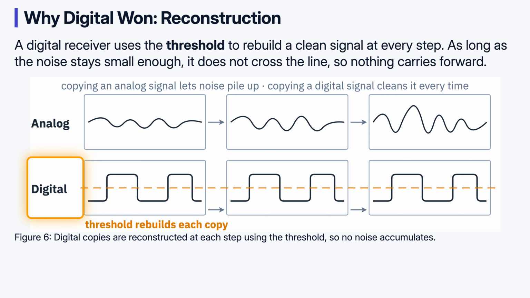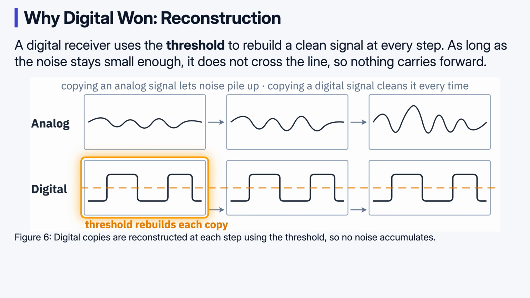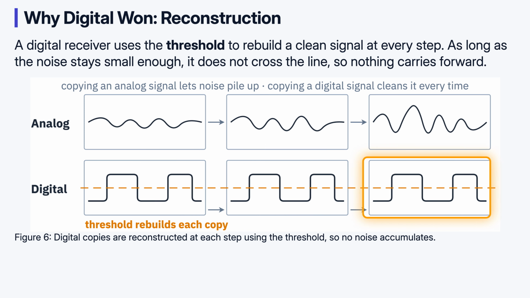Now look at the bottom row, the digital copies. A digital receiver does something an analog one cannot. At each step it asks one yes or no question. Is this value above the threshold or below it? As long as the noise stays small enough, it does not push a value across the line, so the first copy is rebuilt as a perfectly clean 0 or 1. The second copy is clean too, no noise carries forward. And the third copy is identical to the original. You can copy a digital file 1,000,000 times, and the millionth copy still matches the first.